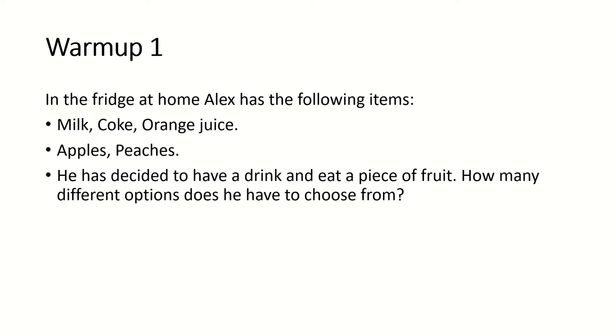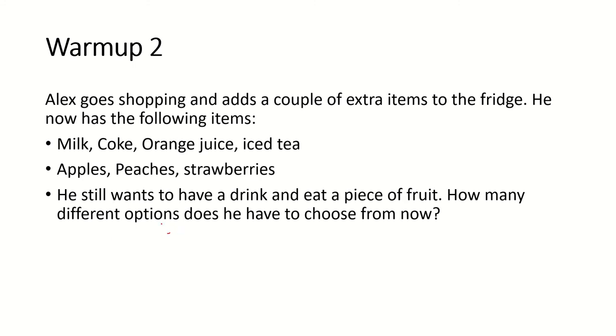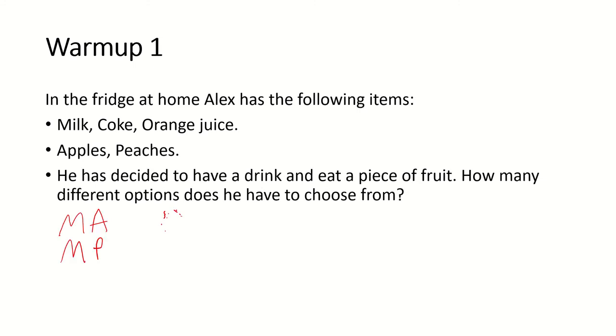Okay, so hopefully you came up with the following. If he has milk as his drink, then he can have either apples or peaches, so there are two different options. If he has Coke, he can have apples or peaches. And if he has orange juice, he can have apples or peaches. So there are 6 different options Alex has. There are 3 in the first group and 2 in the second group.